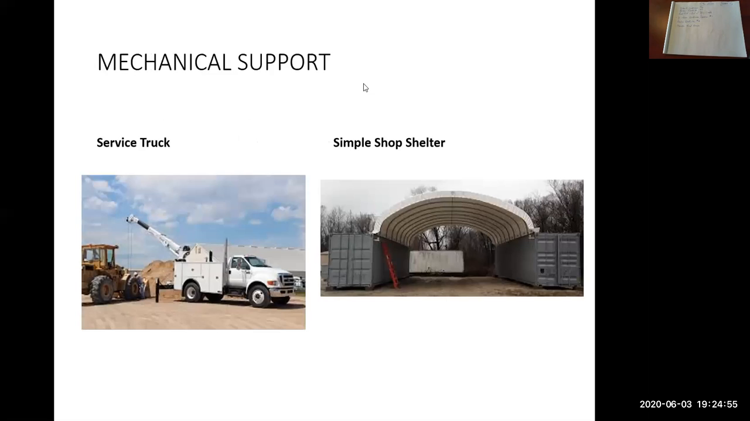So photo on the left, here's a service truck. He's got all of his tools in here, and he's got fluids, oils, hydraulic fluid, and antifreeze, that type of stuff.